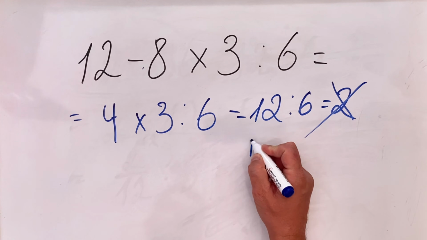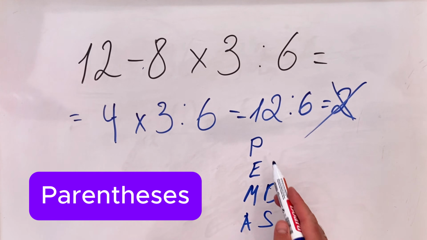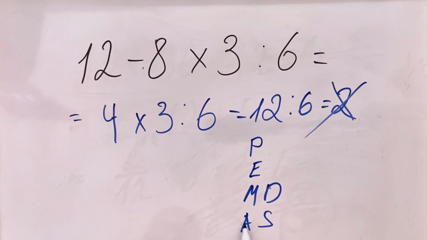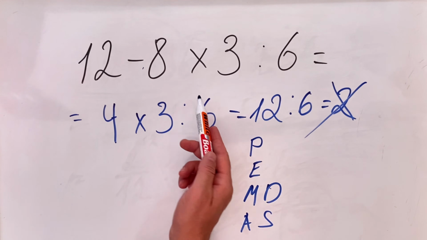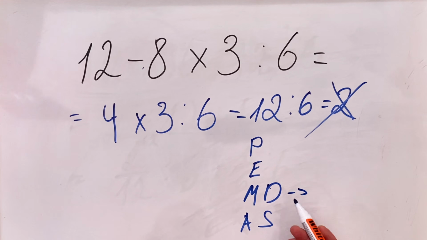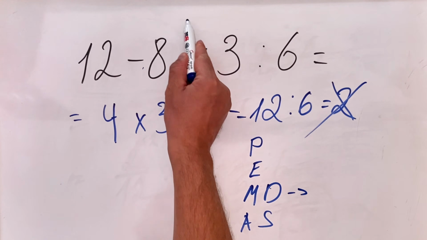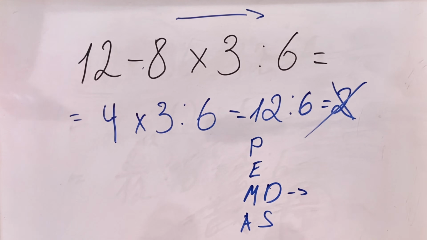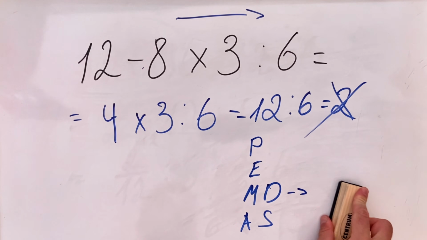If you all remember PEMDAS, where P stands for parentheses, E for exponents, M for multiplication, D for division, A for addition, and S for subtraction. So in this case, we first need to do parentheses. In this case, we don't have any. Then we do exponents as well, we don't have any. Then on the same level, we need to do multiplication and division from left to right. Here we have multiplication and division, and we need to calculate from left to right, and only at the last step we need to do the subtraction.